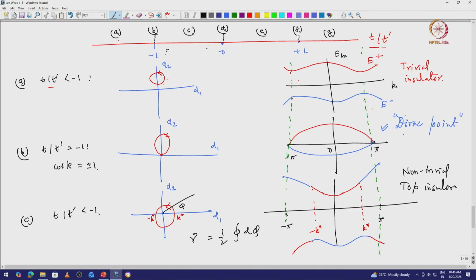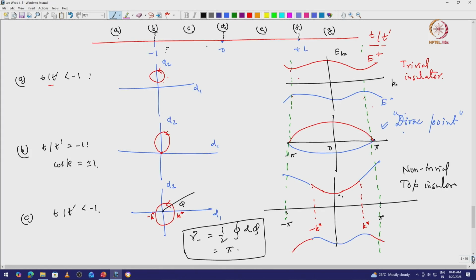Okay. So, gamma is equal to half the integral of d phi. So, d phi now changes by 2 pi. So, gamma becomes pi, the Berry phase for the filled band, and for the empty band it will be the opposite, because whatever is happening here, it is exactly the opposite that is happening here. So, the Berry phase for the upper band will be plus pi, minus pi.